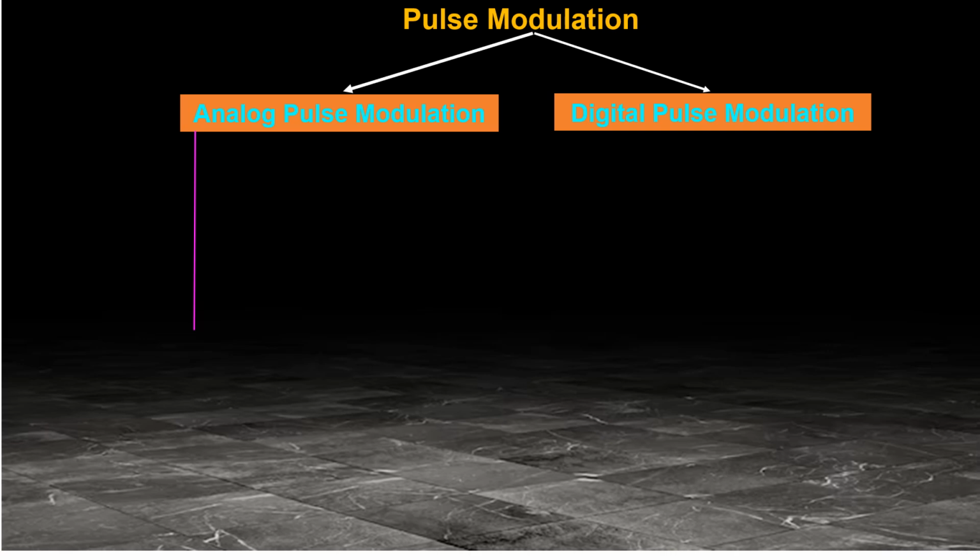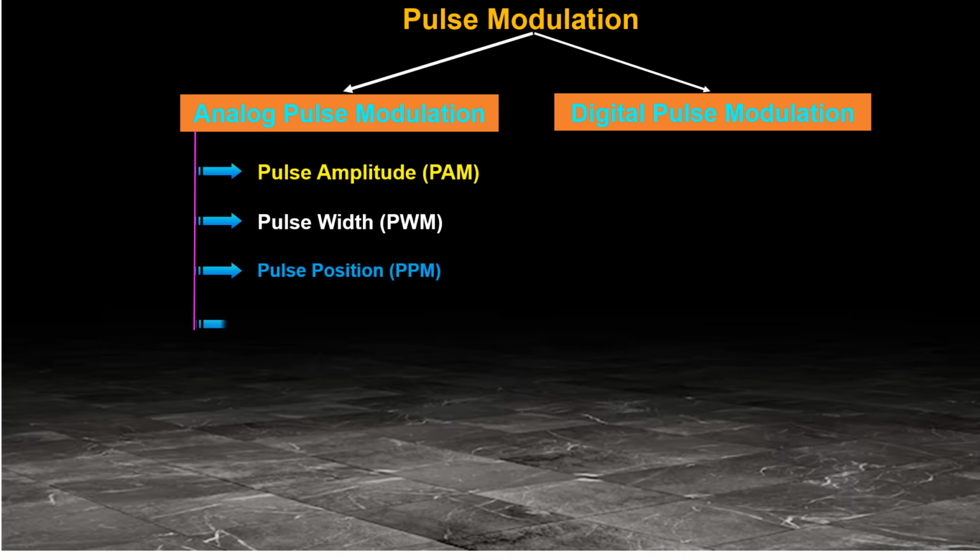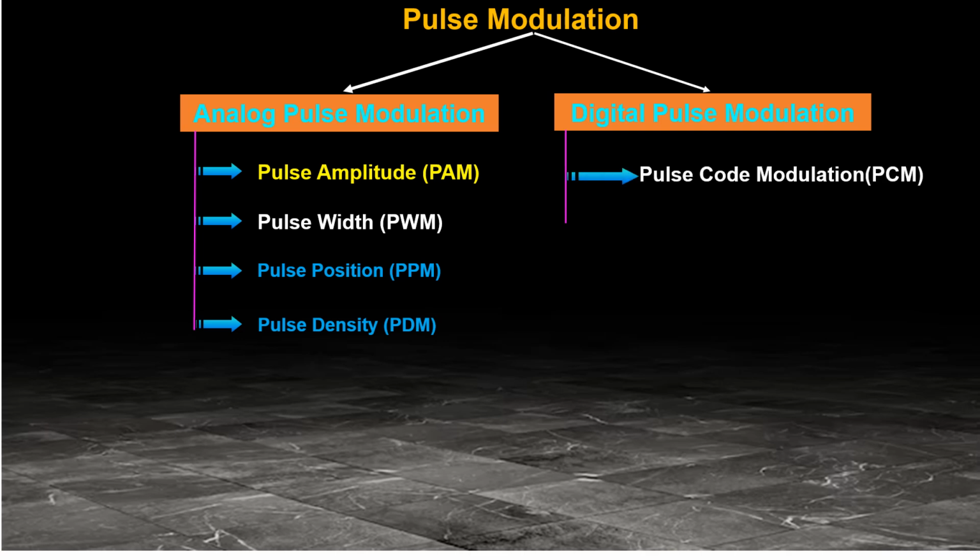There are four basic analog pulse modulation: pulse amplitude modulation, pulse width modulation, pulse position modulation, and pulse density modulation. There are two basic digital pulse modulation: pulse code modulation and delta modulation.